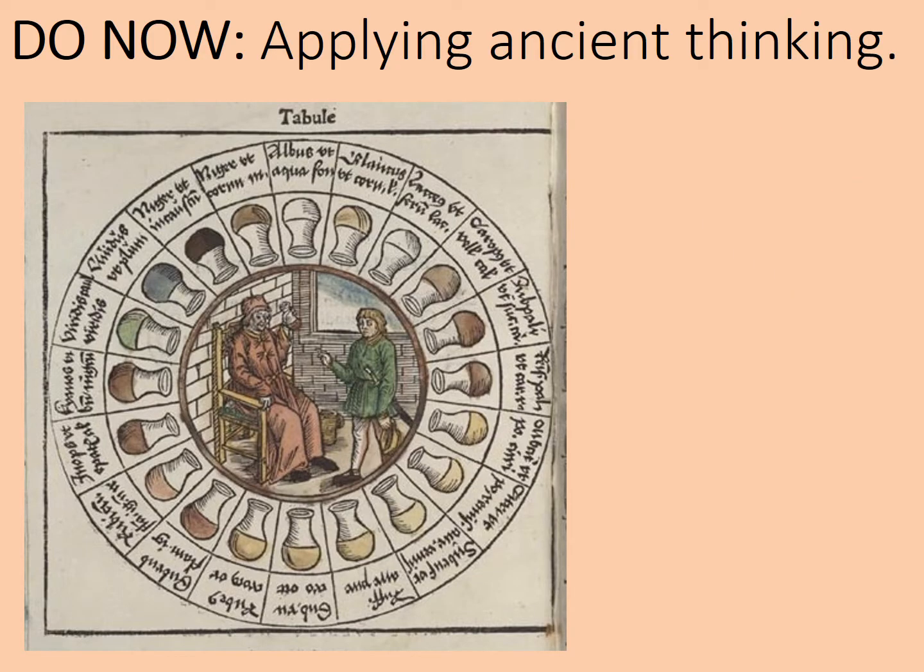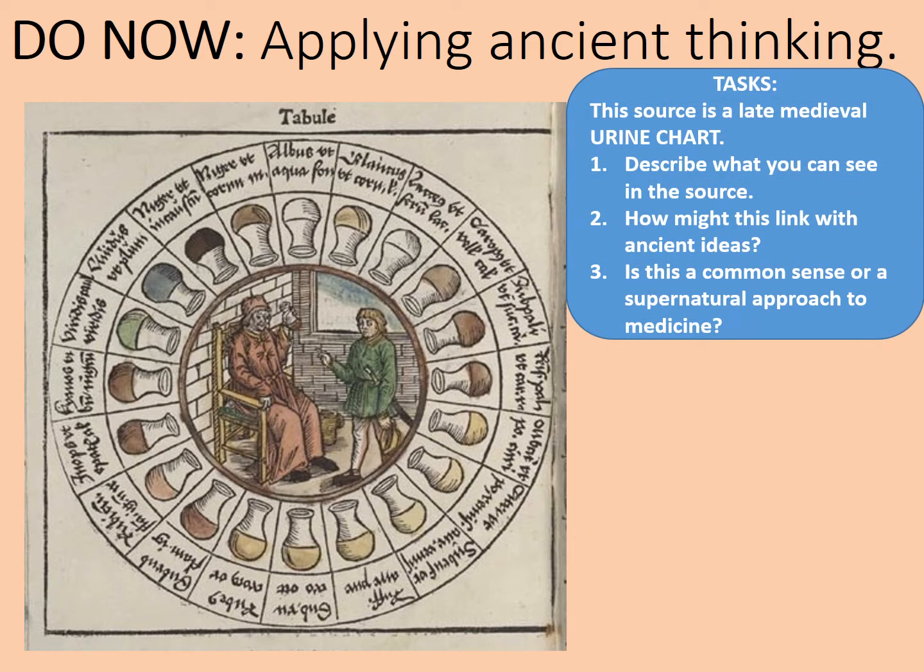Here's a do now task, applying some ancient thinking. This source is a late medieval urine chart. Describe what you can see in the source. How might this link in with ancient ideas?